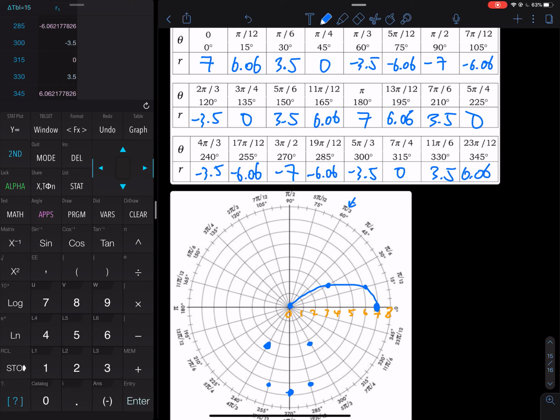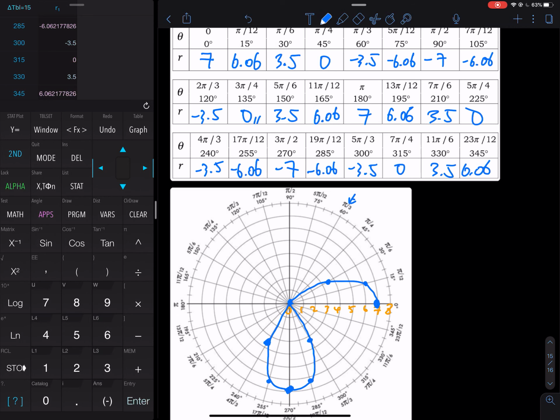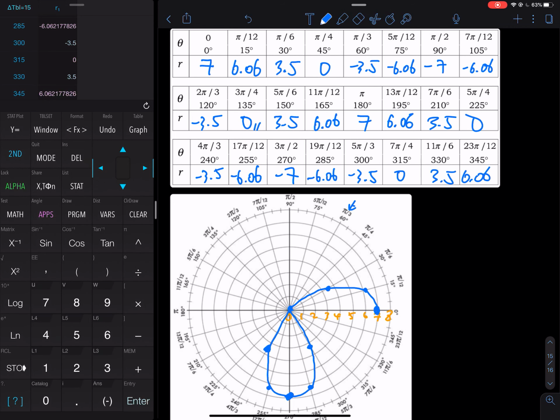After you got one, you can easily get the rest. And then 135 degrees is back to a 0, so we go this way. We just finished at 135, and then 150 is 3.5, so we are back to normal. 1, 2, 3, 3.5, and then 6.06, and then 7, and then 6.06, and then 3.5, and then go back to 0. So we went this way. So it looks like we are almost done.